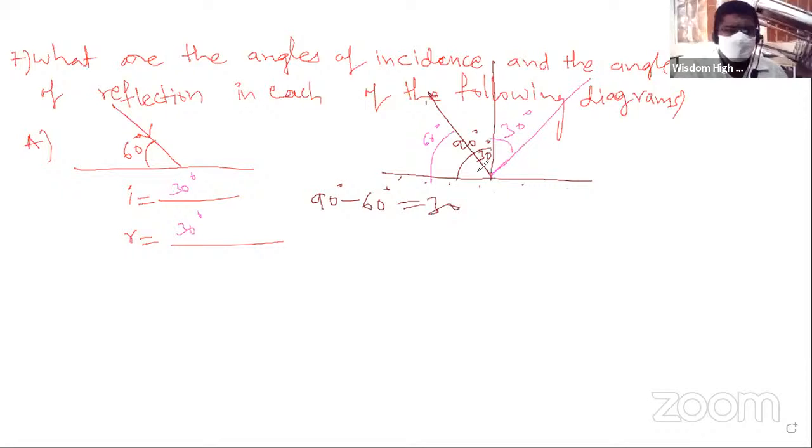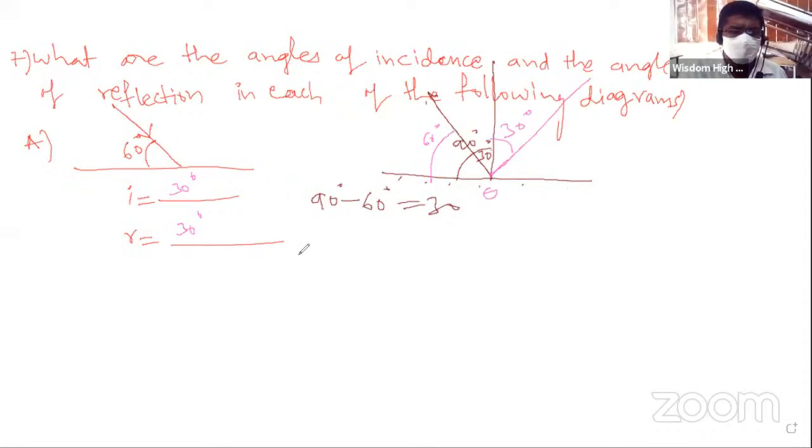This normal meets the mirror at the point of incidence. Listen to me. Angle of incidence is 30 degrees. Angle of reflection is also 30 degrees. Any doubt here? Okay. Next, the last one.